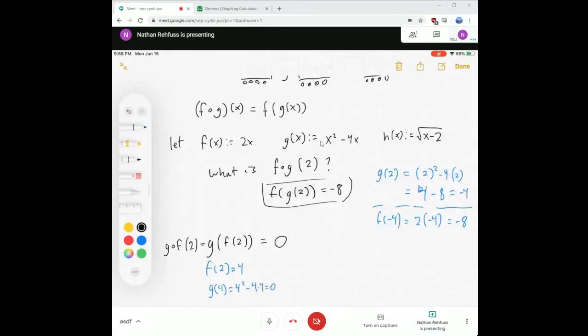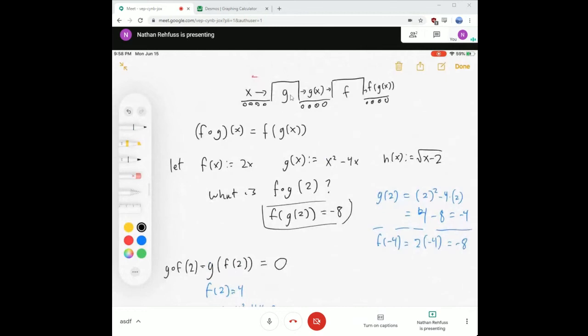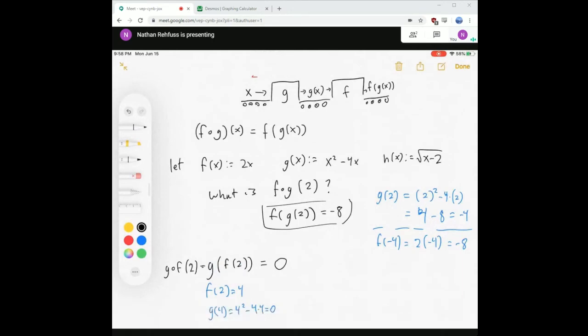Order matters. If you plug your thing into G first and then F, you'll get one answer. If you do F first and then G, it's a different assembly line. It's going to make you a different finished product. So you can't just switch the order of these. Order is important.